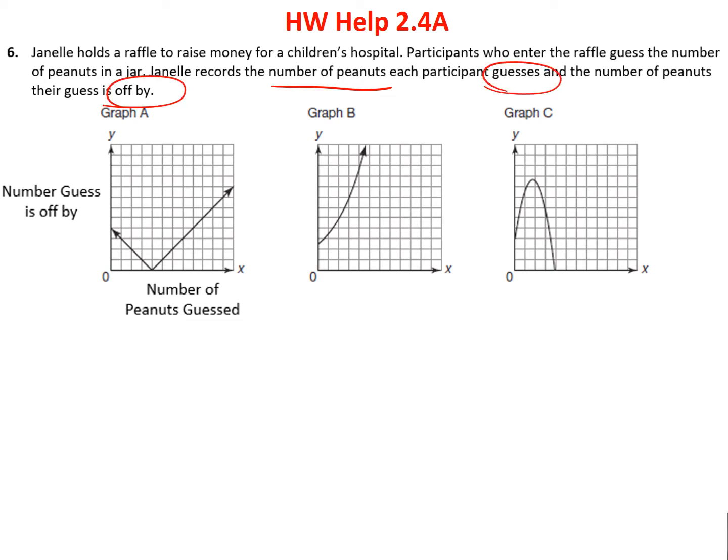Now, if you're thinking about this, since she's doing the off by on this side, some point out here is the exact number of peanuts, and if you got that number, you would be off by 0. But if you're here, you're going to be off by 1. If you're here, you're going to be off by 2. And so you see your graph is going to look something like this, an absolute value function. And so our answer here is going to be A.